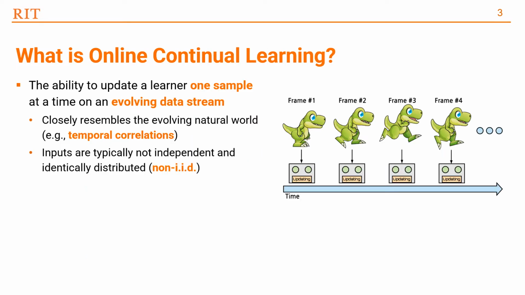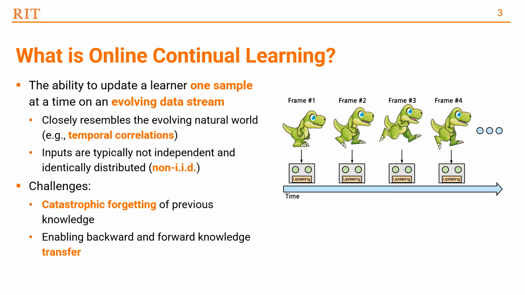On the other hand, online continual learning is the ability to update a learner one sample at a time on an evolving data stream. This closely resembles how humans and animals learn from data that constantly evolves in the natural world. Due to this evolving nature, data often has temporal correlations and inputs cannot be assumed to be independent and identically distributed, or IID. However, continually updating learners on evolving data streams comes with two major challenges.